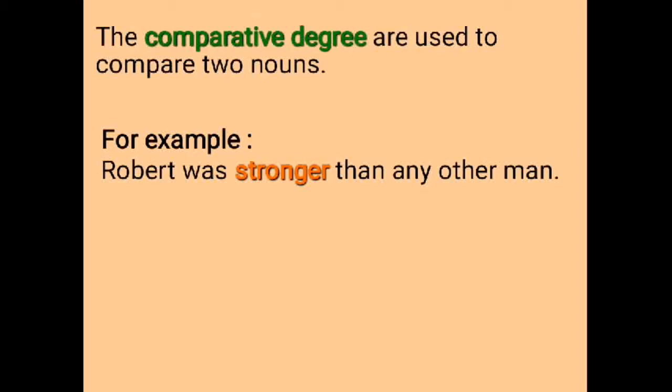In this sentence, the adjective stronger shows higher quality than positive degree. There are two nouns in this sentence, Robert and man. There is a comparison between Robert and other man. If there is a comparison between two persons, two places, two animals and two things, it shows you comparative degree.